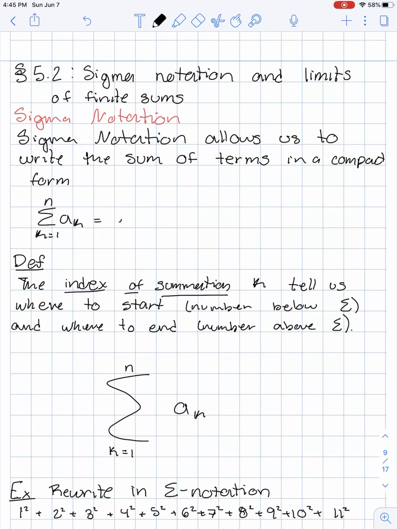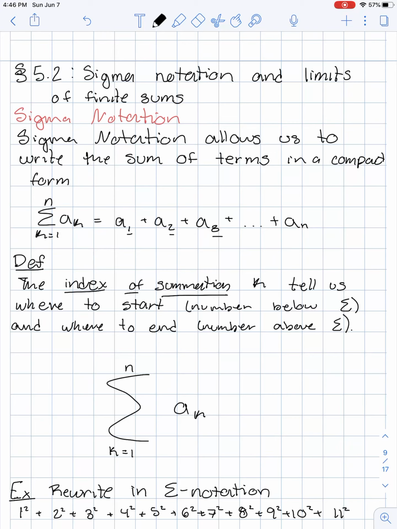And what that means is I can write a1 plus a2 plus a3 plus, all the way up to an. Notice that k starts at 1 right here. We start at 1 and we move up one integer: 1 to 2 to 3. If I start at 4, I'm going 4, 5, 6. There's no half or whatever. So we define the index of the summation k, and it tells us where to start.